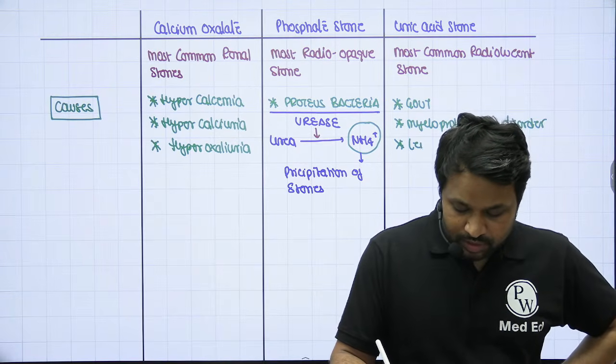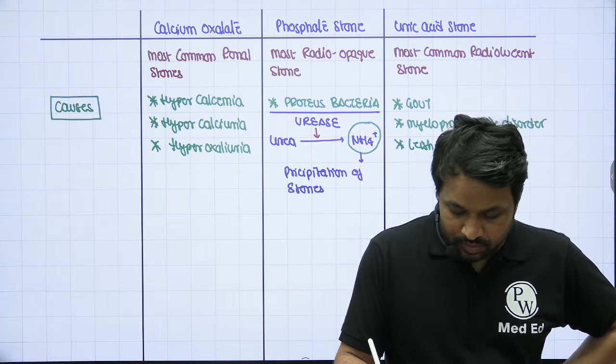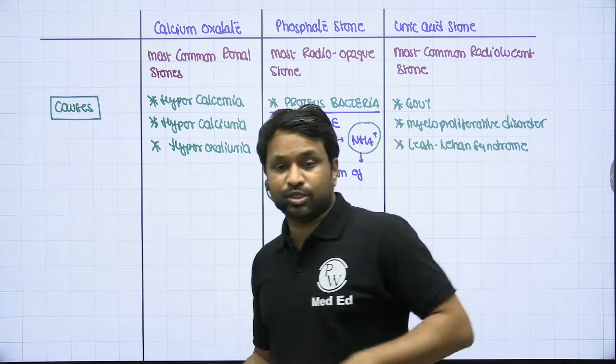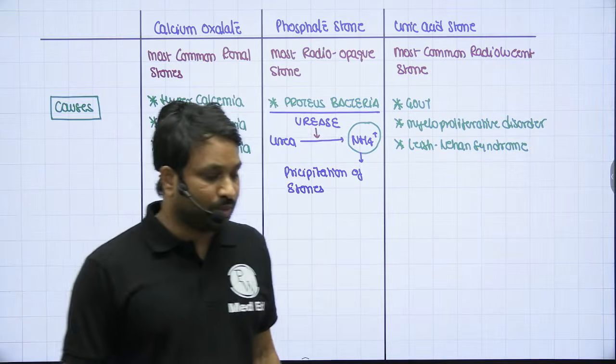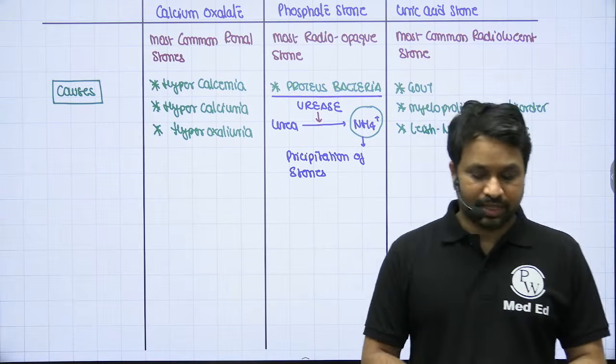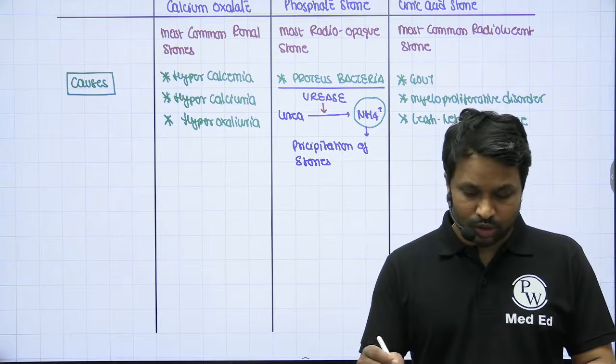Another one is Lesch-Nyhan syndrome. The Lesch-Nyhan syndrome is a combination of gout with self-mutilation, and that is with respect to uric acid stones. So these are the various causes.